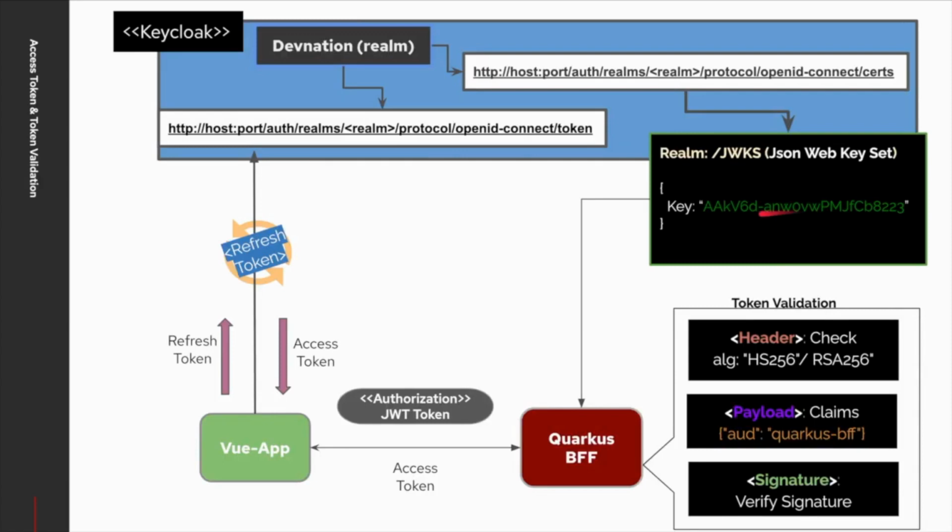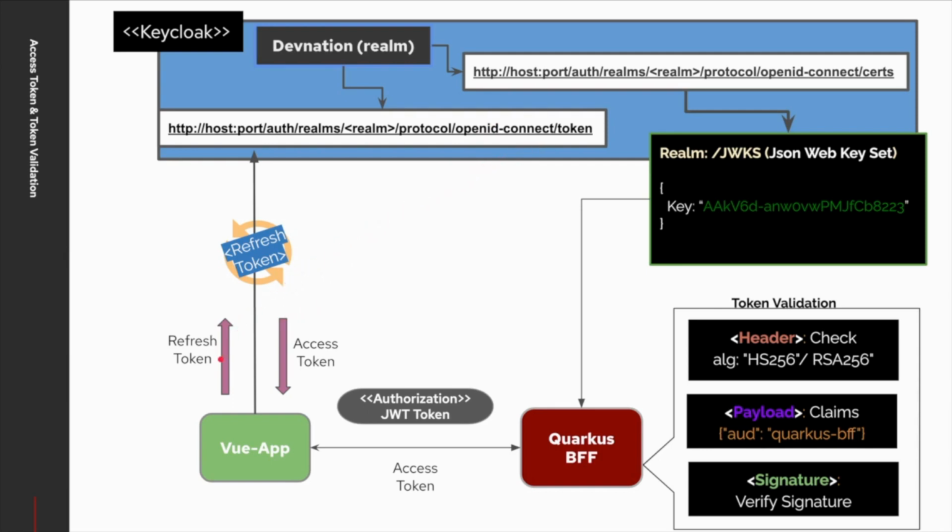So in this picture, you can see your Keycloak exposes certain REST endpoints for every realm. There are many REST endpoints, but I have specifically mentioned two which are important to us. One is this cert endpoint, and another one is this token endpoint. Your front-end application will be requesting a token from this endpoint, or sending a refresh token.